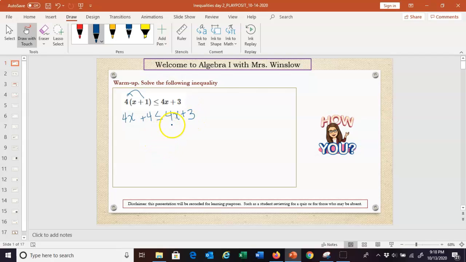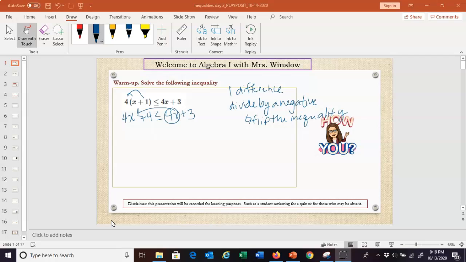Now the goal is to combine like terms. So we're going to move the 4x over. Remember, we said solving inequalities is just like solving equations except for one difference. Remember the one difference in solving inequalities? What happens if we divide by a negative? You have to flip the inequality.